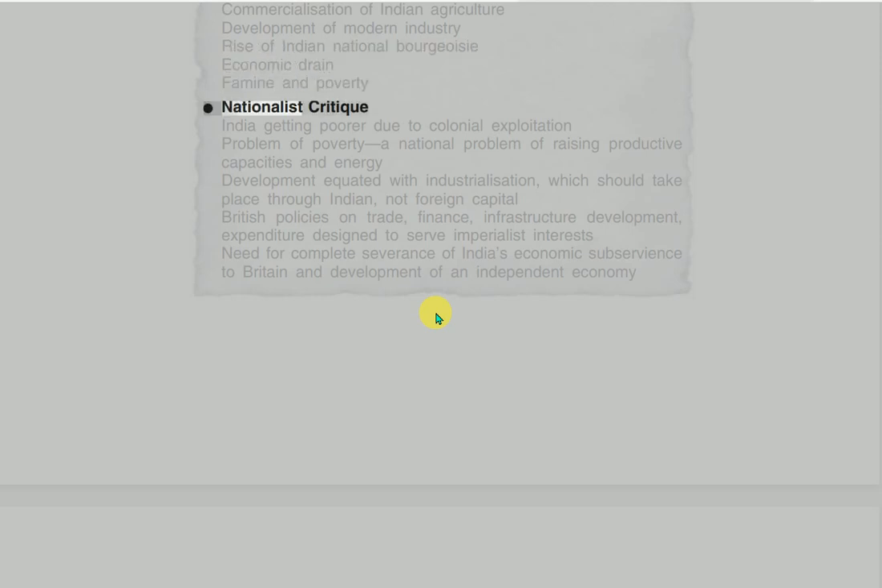Nationalist critique: India getting poorer due to colonial exploitation, problem of poverty, a national problem of raising productive capacities and energy development equated with industrialization, which should take place through Indian, not foreign capital. British policies on trade, finance, infrastructure development, expenditure designed to serve imperialist interests, need for complete severance of India's economic subservience to Britain and development of an independent economy.